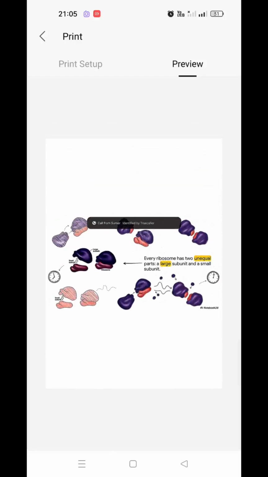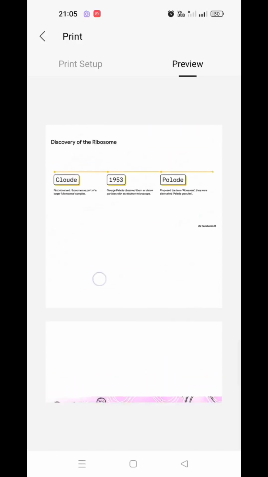If we talk about the structure of these ribosomes, each ribosome consists of two subunits. The larger one is called the larger subunit, and the smaller one is called the small subunit. So we can say ribosome consists of two unequal subunits: the larger subunit and the smaller subunit.